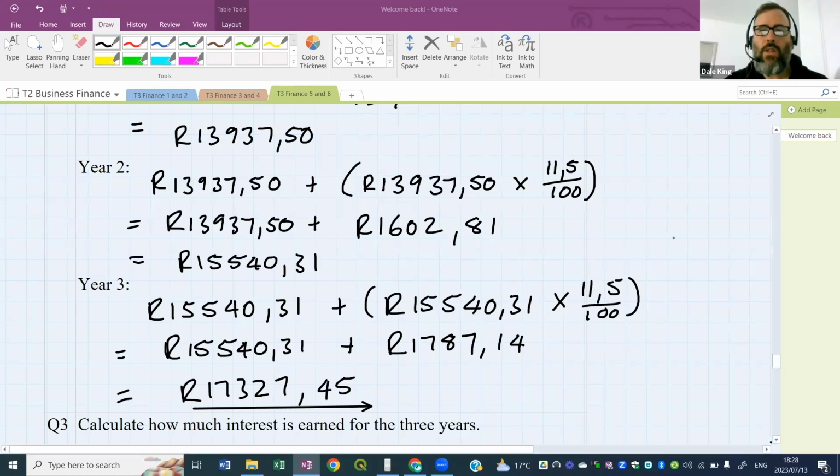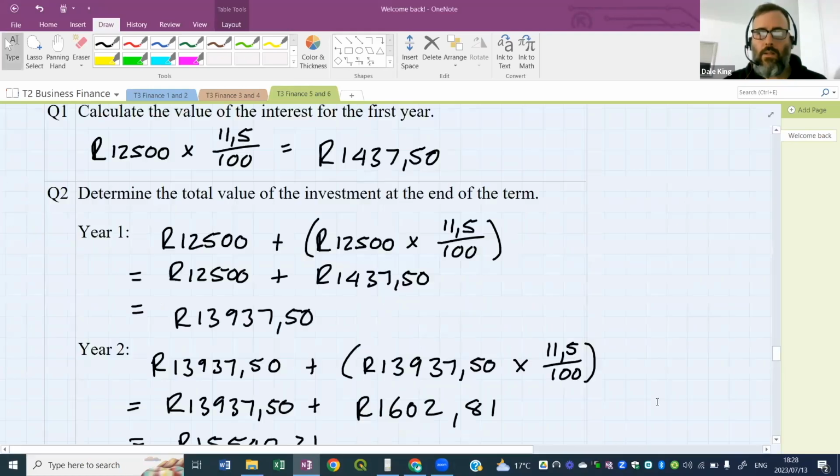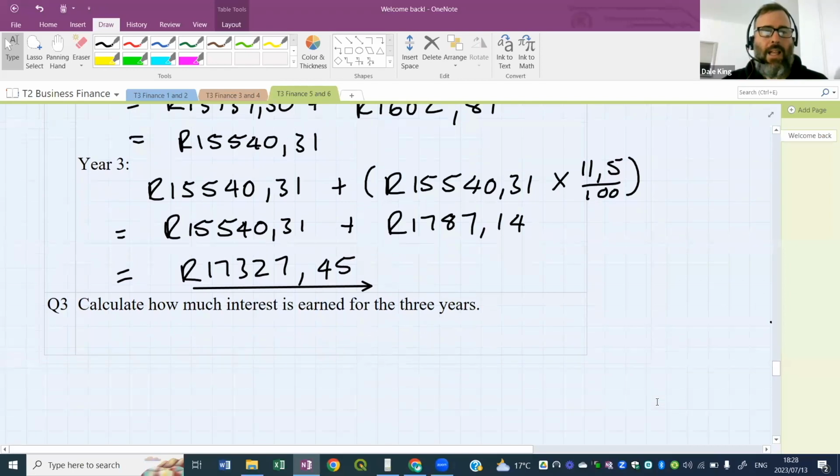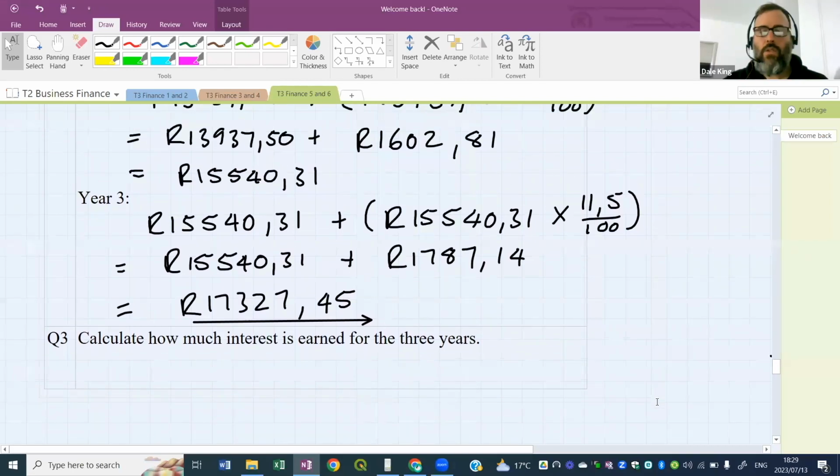And here comes question 3. Nice and easy. All right, here's question 3. Calculate how much interest is earned for the 3 years. This is specific to the interest only now. How much interest is earned for the 3 years? You can come online and tell me how we're going to find this. How much interest is earned over the 3 years? Emmanuel.